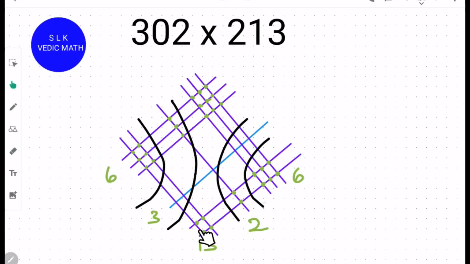So now 13 is a 2-digit number. So we carry this one over here. So 3 plus 1. And we cross this one out. So 302 into 213 is 6. And 3 plus 1 is 4. Next 3, 2, 6. So 302 into 213 is 6, 4, 3, 2, 6. Isn't this method so easy?